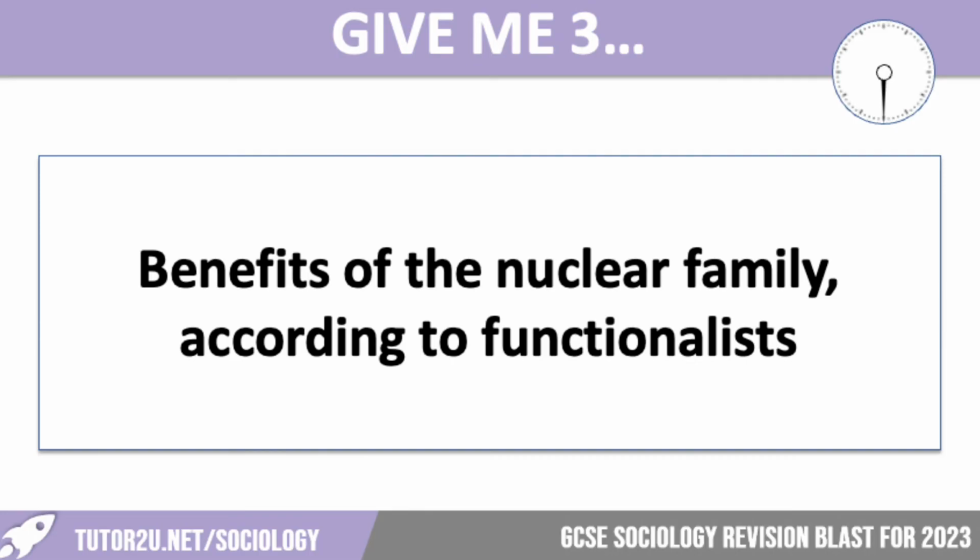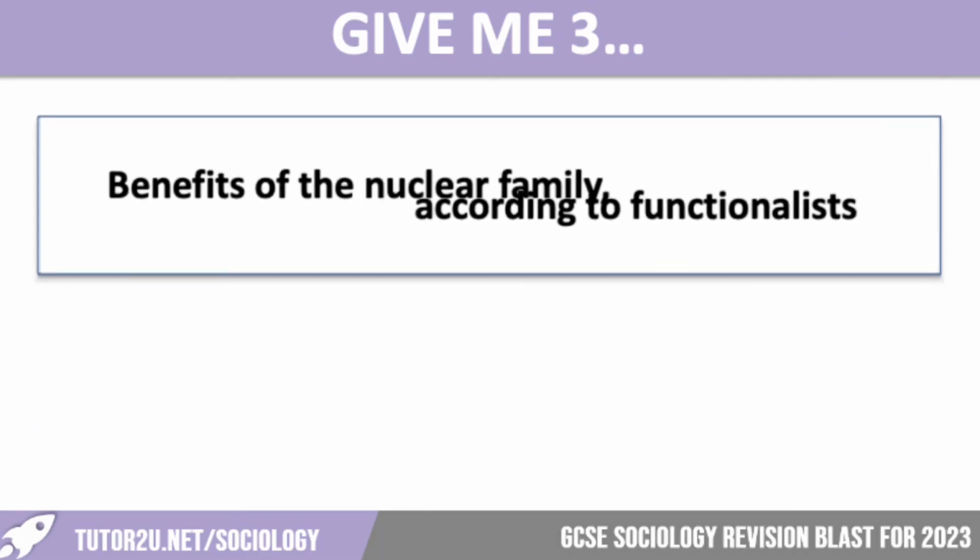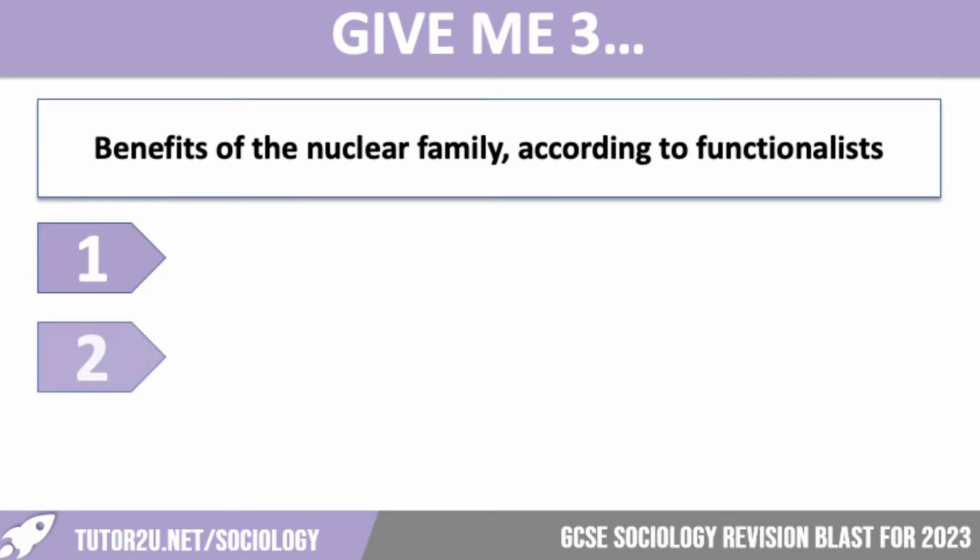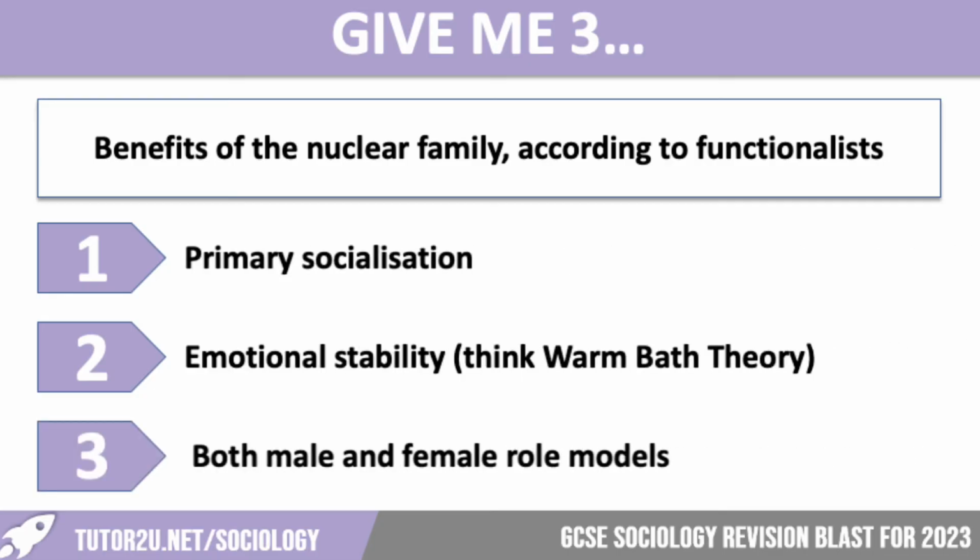Okay, did you manage to come up with 3? Let's have a look. So we have primary socialisation, we've got emotional stability, so think about that warm bath theory that we've already talked about, and both male and female role models.